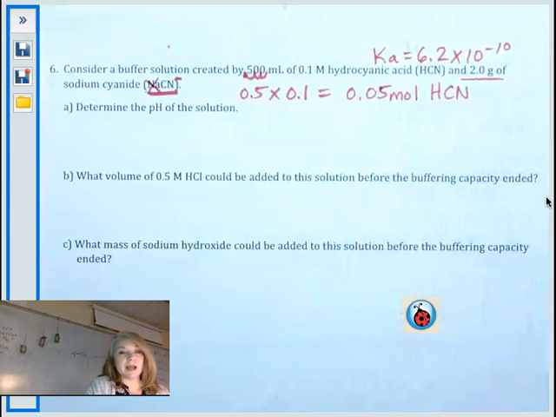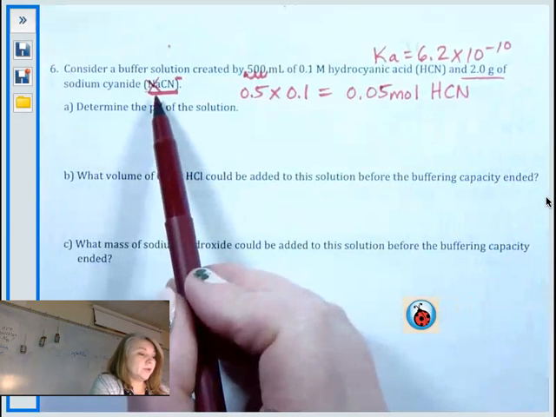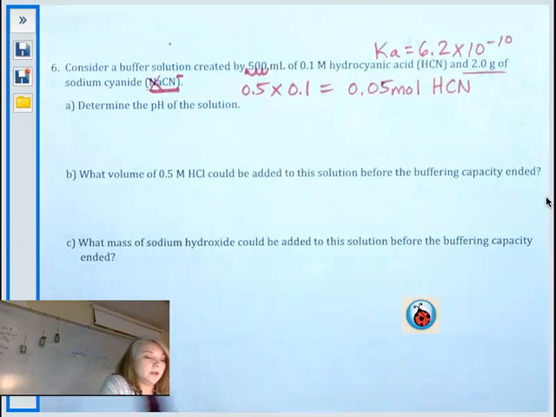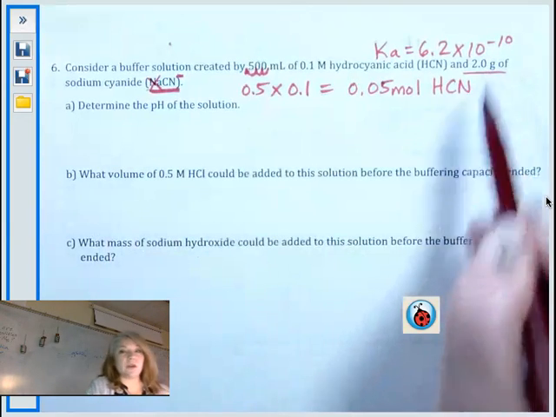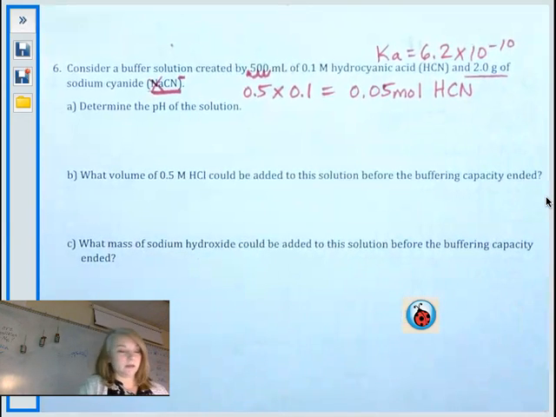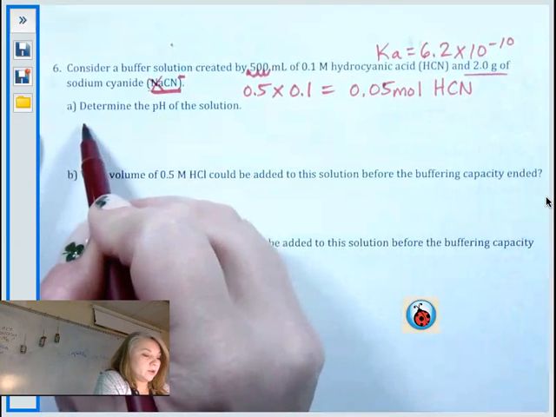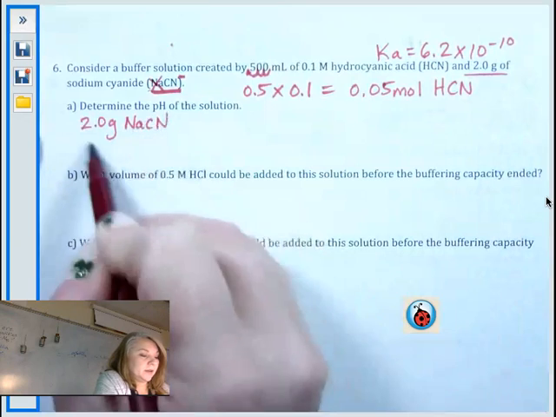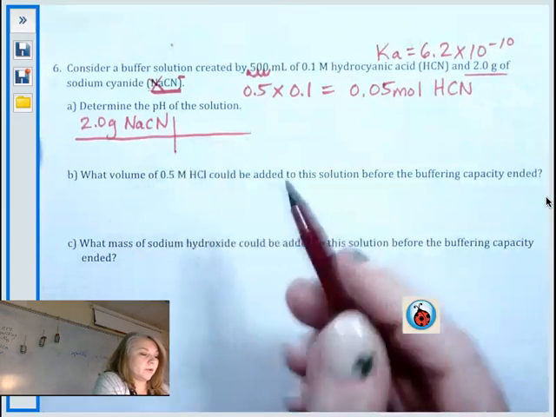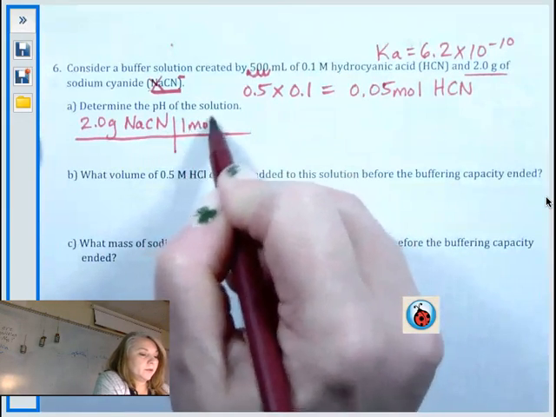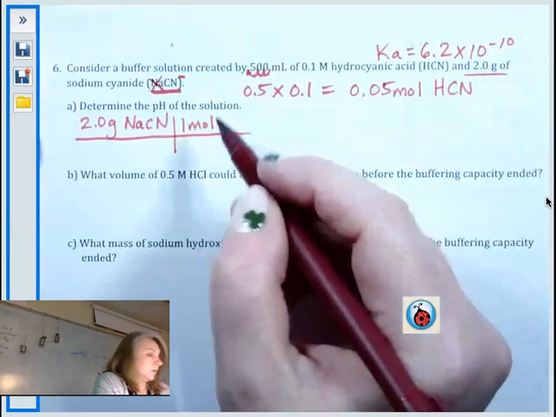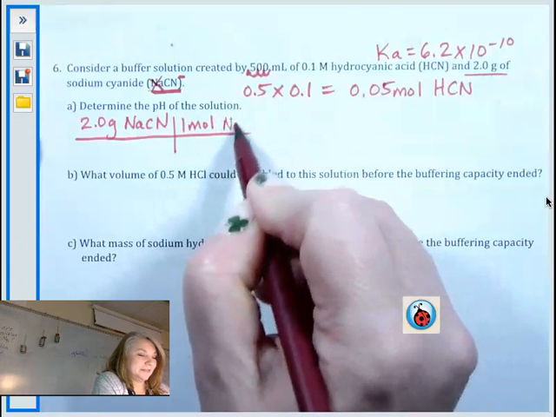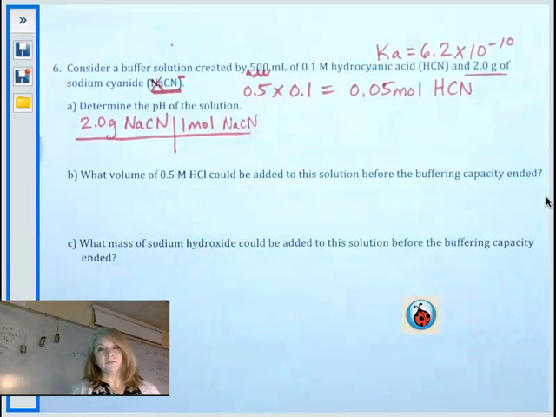So you've got that many moles of the acid, and then we need to convert the 2 grams of sodium cyanide. And when you do your molar mass, you do have to do everything that's in there. So the sodium, the carbon, and the nitrogen, because you put in sodium cyanide into your container. All right, so 2 grams of NaCN. And I'm going to let you guys come up with a molar mass on that real quickly. Well, I mean, correct molar mass. 22 plus 23.